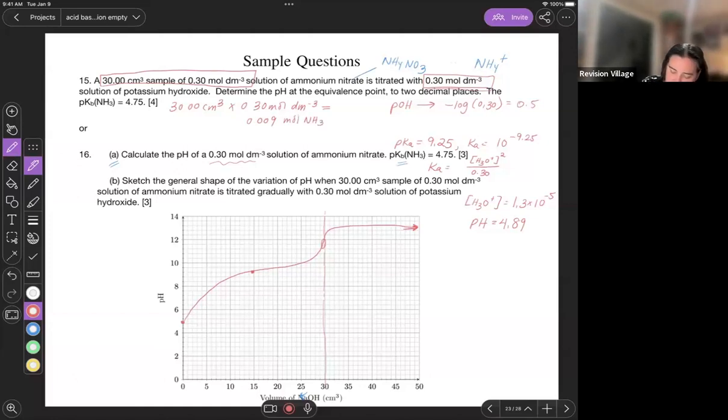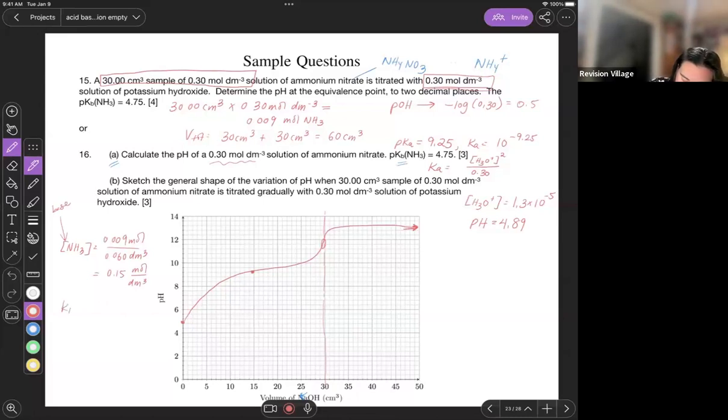But at the equivalence point, the total volume is going to be the 30 cubic centimeters of ammonium nitrate that I started with, plus the 30 cubic centimeters of base that I've added, so 60 cubic centimeters overall. The concentration of ammonia is going to be equal to 0.009 moles divided by my 60 centimeters cubed. It's going to be 0.15 moles per decimeter cubed. So this is the concentration of my base.